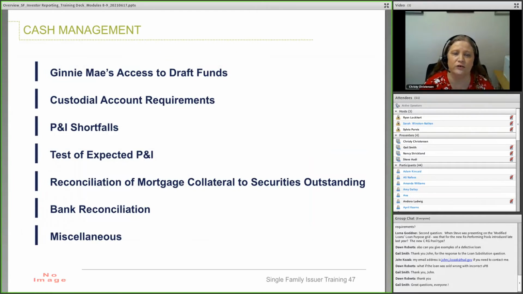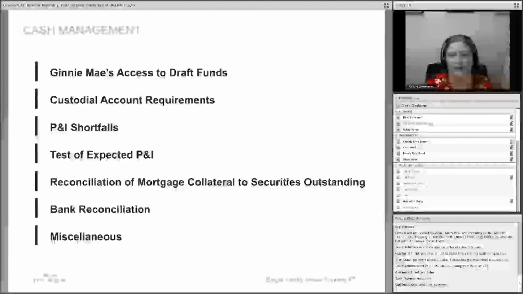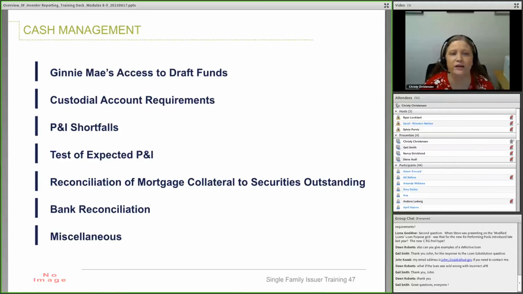Cash management includes Ginnie Mae's access to draft funds from your account following Chapter 16 custodial account requirements, funding P&I shortfalls, completing monthly test of expected P&I recons, reconciling mortgage collateral to securities outstanding, which is also known as pull to security, and completing monthly bank account recons. Miscellaneous items would include, but are not limited to, payment clearing and disbursement clearing internal recons.